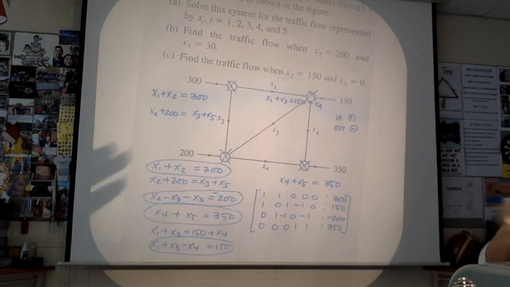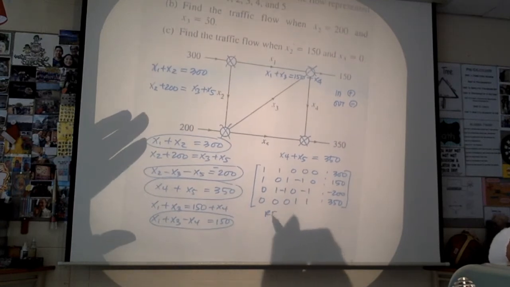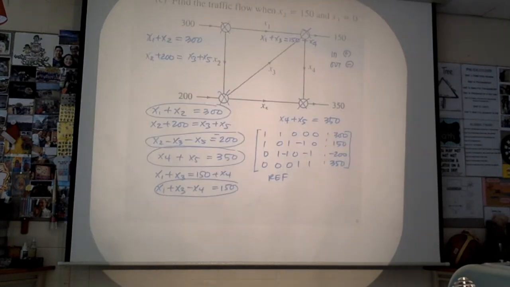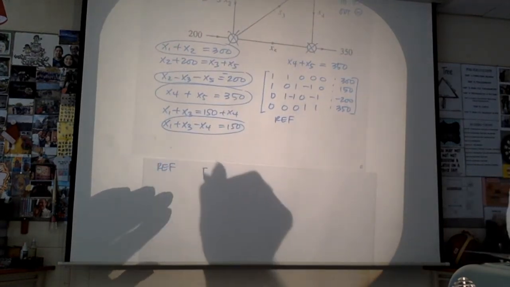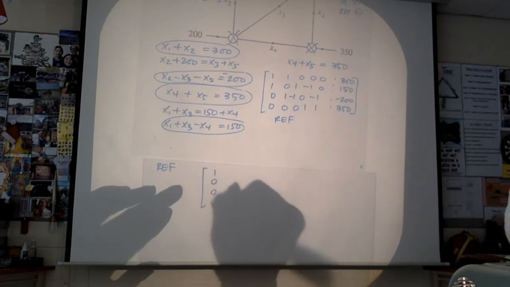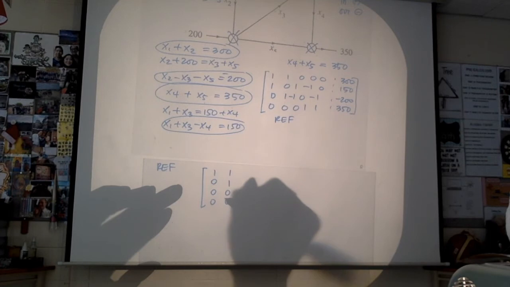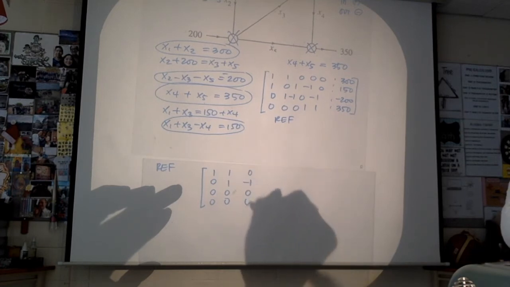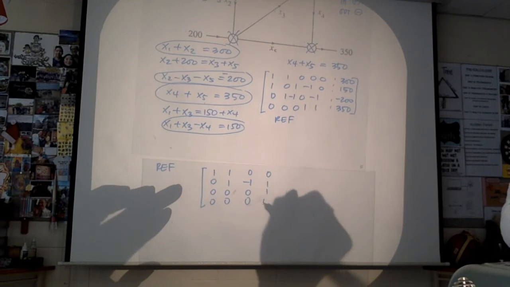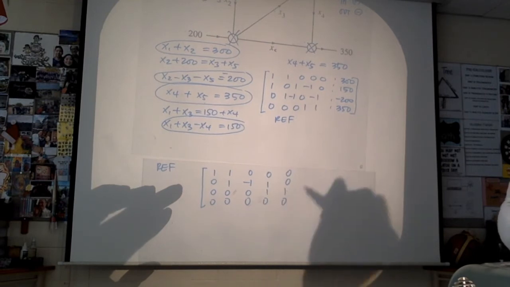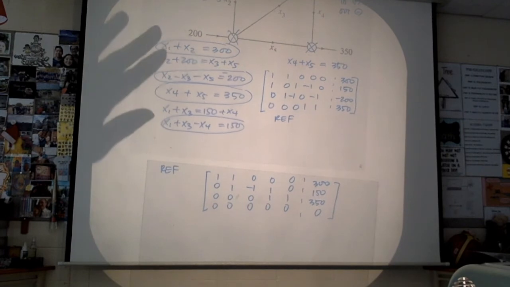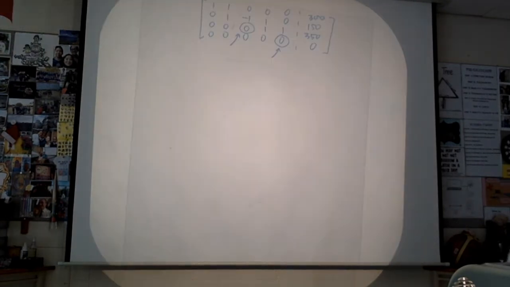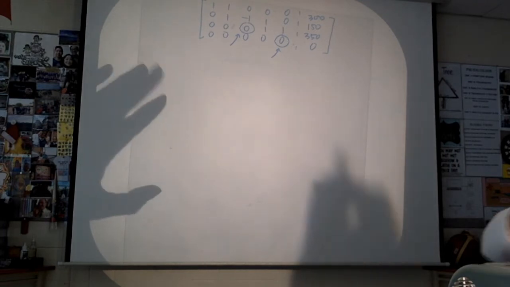All right. So when I compute the REF, here's what I get. When I do my REF, use a calculator, obviously, you get this. So REF of this problem is going to become 1, 0, 0, 0, 1, 1, 0, 0, 0, negative 1, 0, 0, 0, 1, 1, 0, 0, 0, 1, 0, and it's going to be 300, 150, 350, and 0. So we're here now. This is the REF, right?